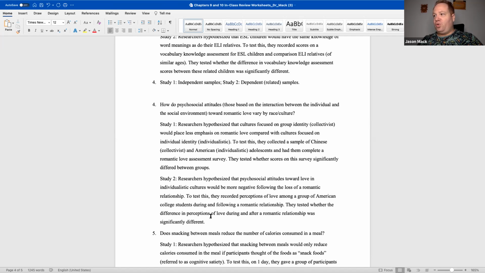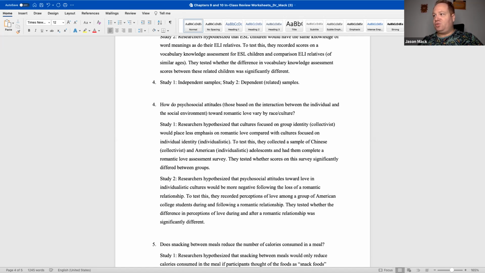Study 2, researchers hypothesized that psychosocial attitudes towards love in individualistic cultures would be more negative following the loss of a romantic relationship. To test this, they recorded perceptions of love among a group of American college students during and following a romantic relationship. They tested whether the difference in perceptions of love during and after a romantic relationship was significantly different. Well, study 1 is independent samples. Study 2 is dependent or related samples. Kind of like that.